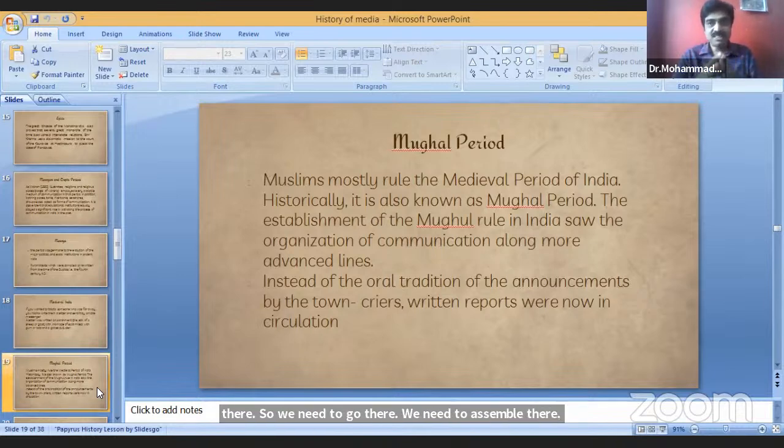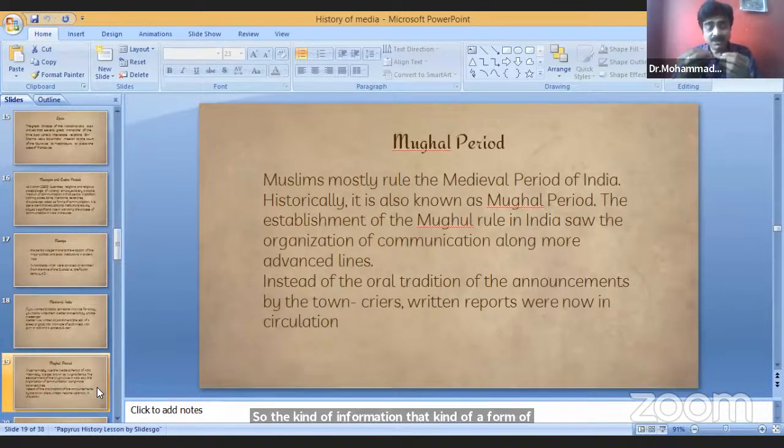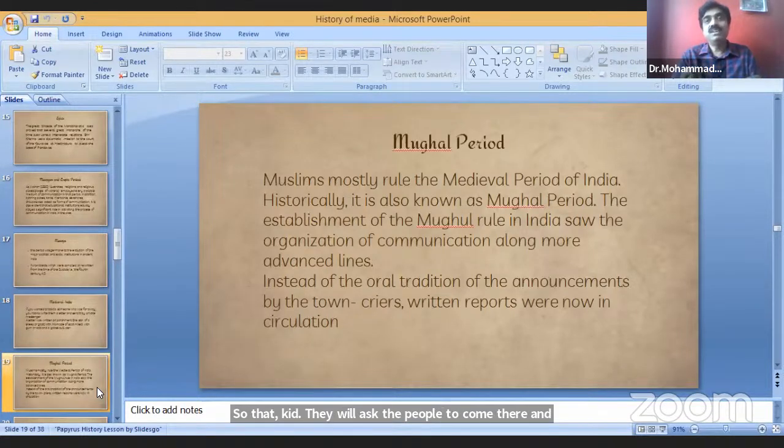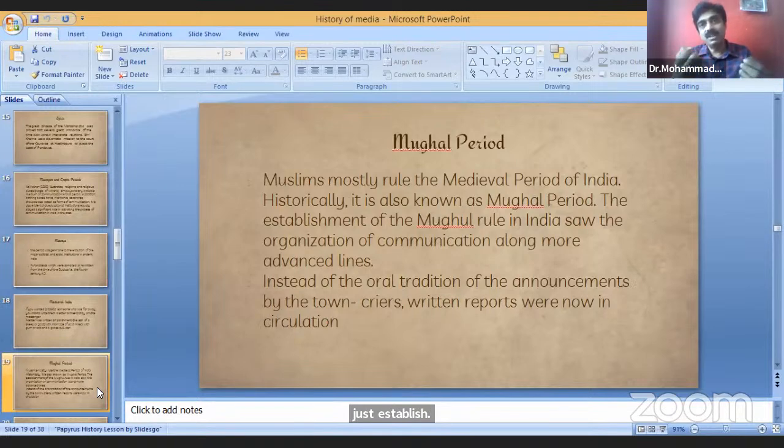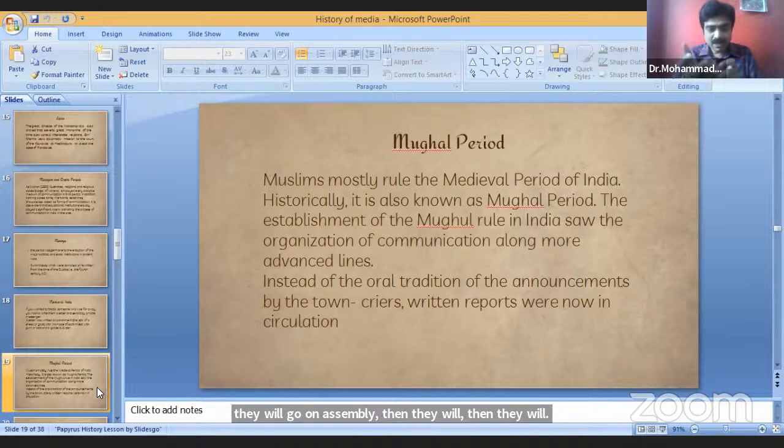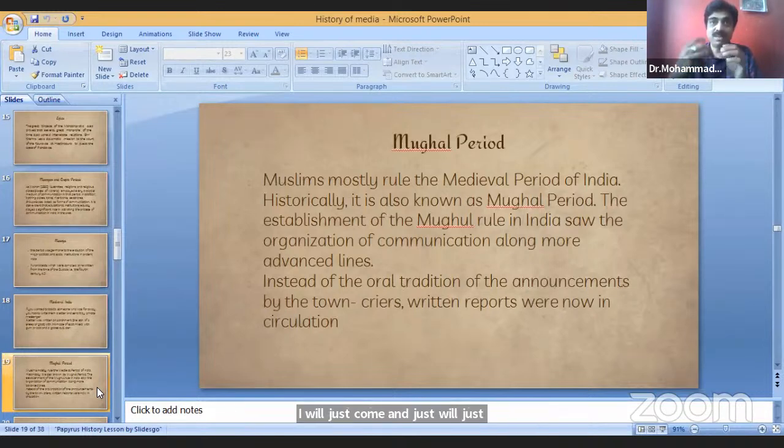They will ask the people to come there and assemble. The headsman or the representative of the Raja will just come and proclaim what kind of announcement, what kind of measures, what kind of information they want. So that form of communication was there earlier.